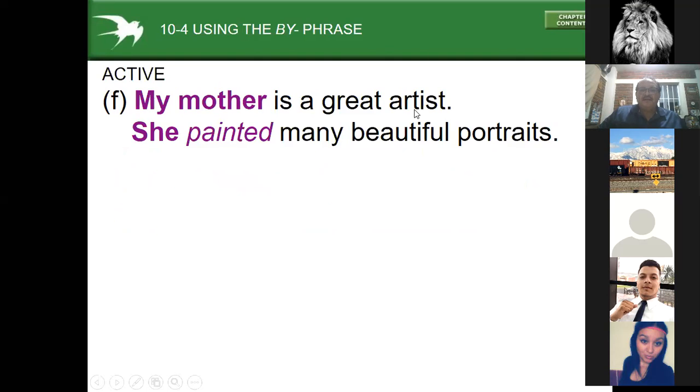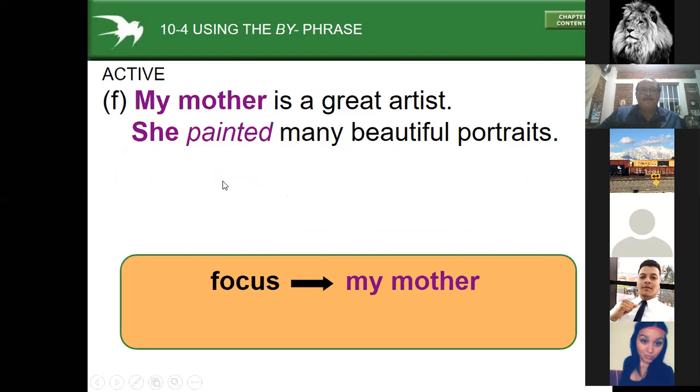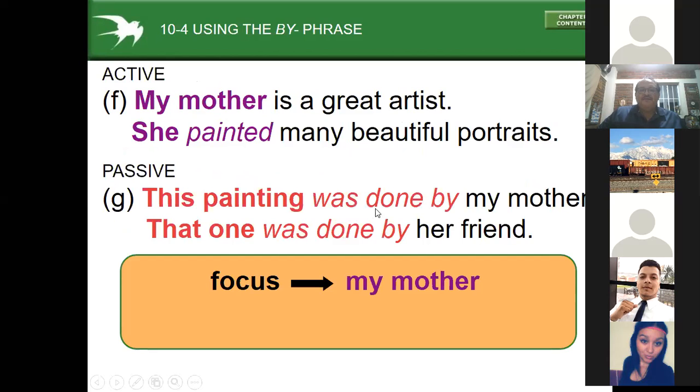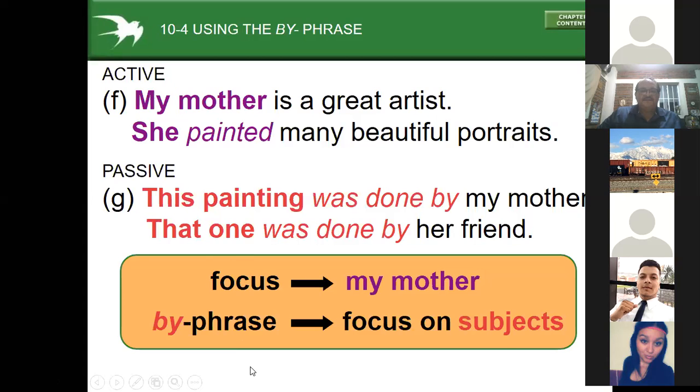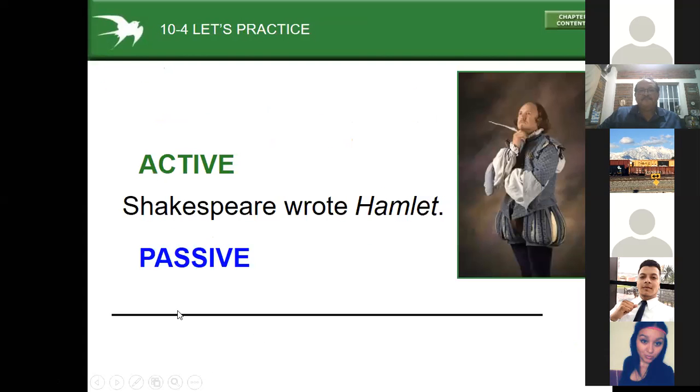My mother is a great artist. She painted many beautiful portraits. Focus, my mother. She. This painting was done by my mother. That one was done by her friend. Then the focus is? That one. Okay? That one or the painting too, right? Focus on subjects. Okay.